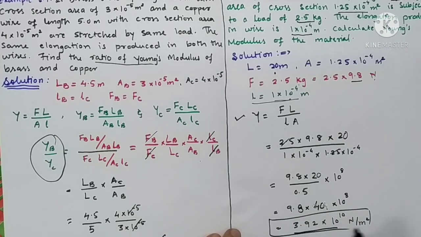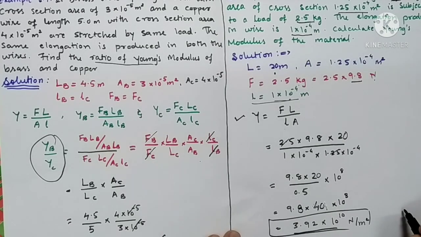Newton per meter square is the unit of Young's modulus, because Young's modulus is the ratio of stress to strain. So only stress will contribute its unit, as strain does not have any unit.